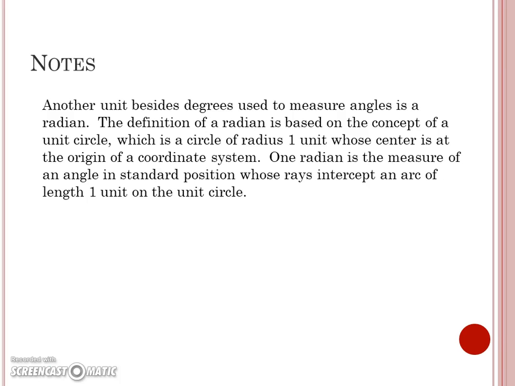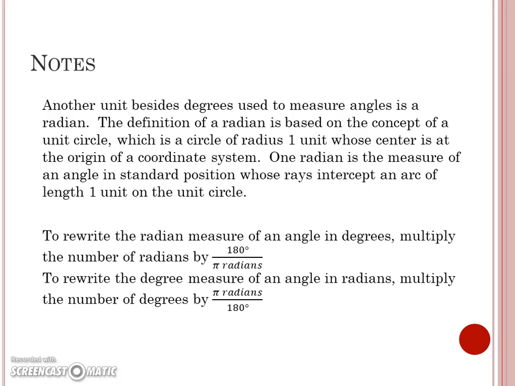To rewrite the radian measure of an angle in degrees, you multiply by 180 and then divide by pi. The degree symbol and the radians, those are units. The whole point of writing the units in this fraction is to cancel. So we have radians, so the radians in the bottom, they cancel, leaving us with degrees. So again, multiply by 180, divide by pi. If you want to go from degree to radian, you multiply by pi, divide by 180.